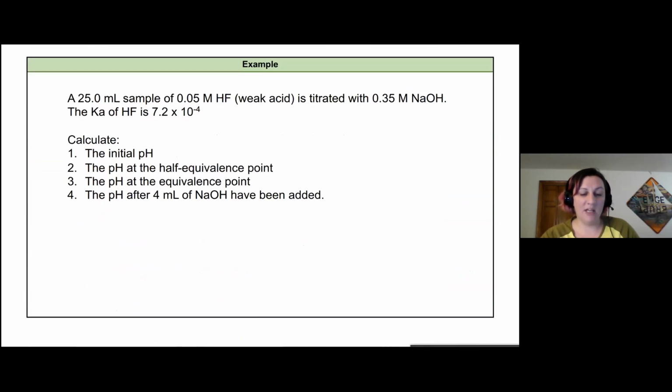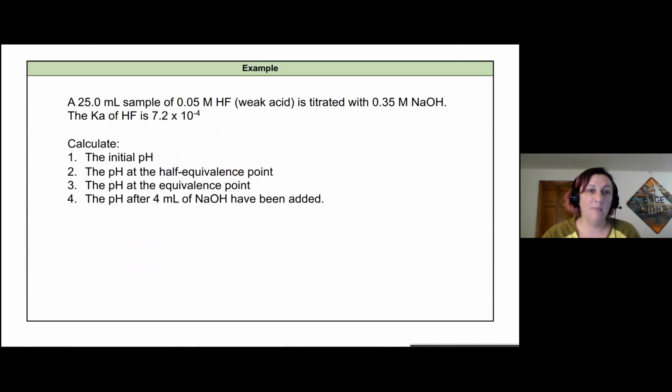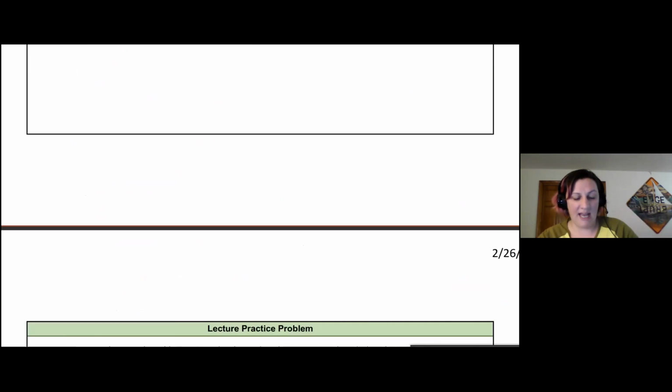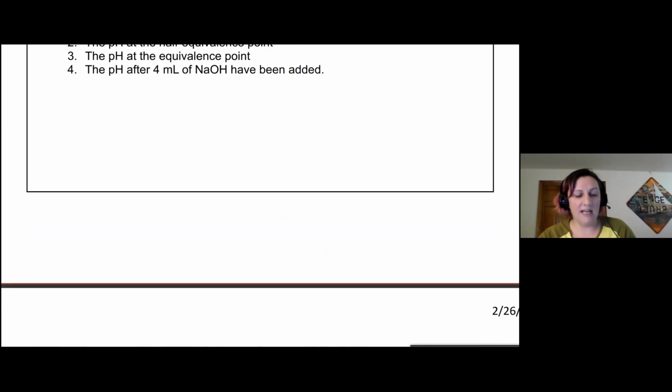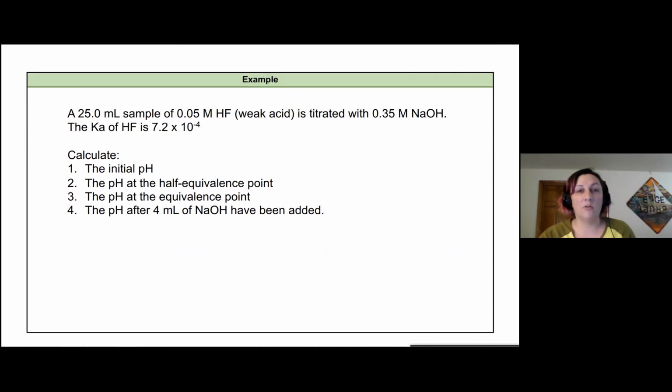All right, so the next video is going to walk through an example problem. It's a lot. It's going to do a calculation at each one of those steps. I even added in a little extra bonus one of looking at another point within that. So the next video is really just going to be walking through these types of calculations you do around a weak acid or weak base titration problem.